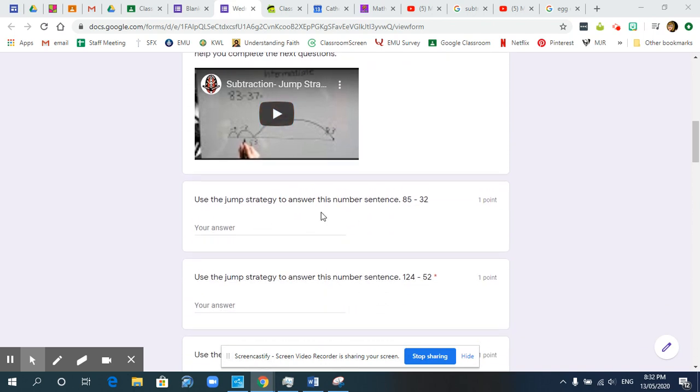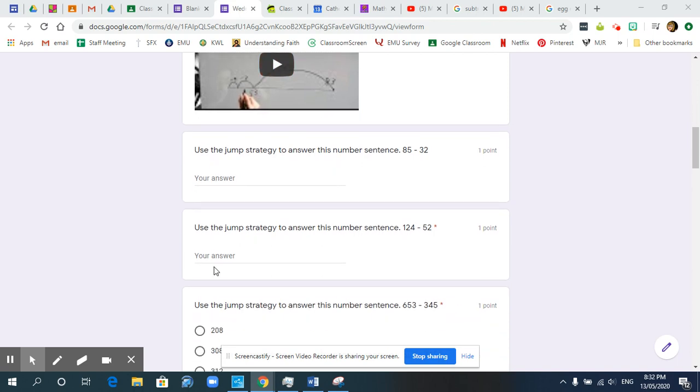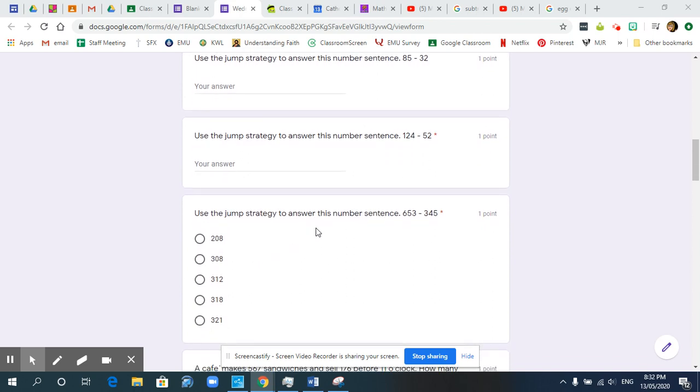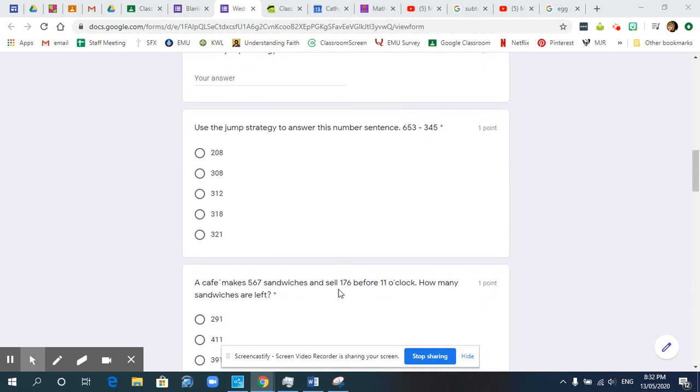Use the jump strategy to answer this number sentence. 85 take away 32. Rewatch the video if you need to make it really easy. Use the jump strategy to answer this number sentence. 129 minus 52. Use the jump strategy to answer this number sentence. And this one's a multiple choice. 653 take away 345. You need to choose the correct answer. Make sure you've tried it on your number line to try and figure out which answer that could be.